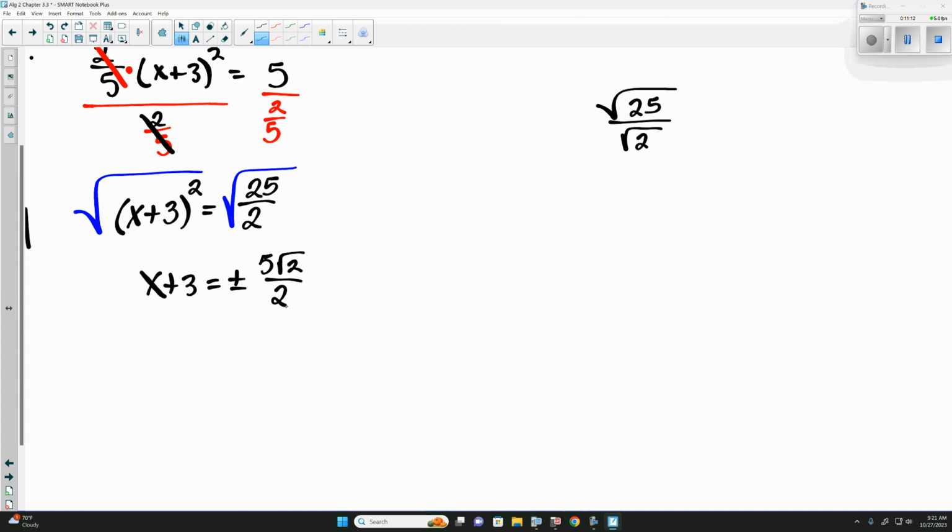Is x by itself? So again, that last step that seemed odd the other day, solve for x, this is what it meant. Because at this point, x is not by itself. So to get it to be by itself, we would subtract 3 from both sides.